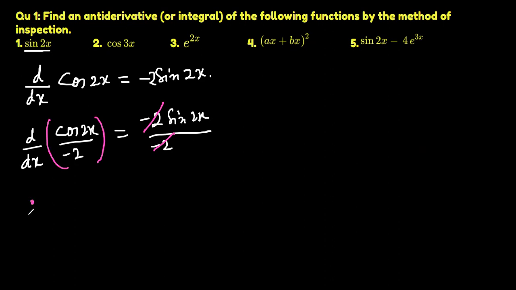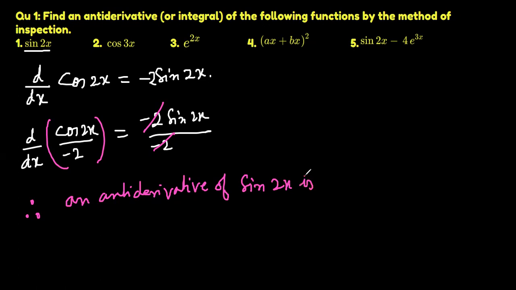So can we say now antiderivative or integral? He's asking for an antiderivative. An antiderivative of sine 2x is minus cos 2x divided by 2. So this is one of the infinitely many antiderivatives of sine 2x. This is our answer, right?